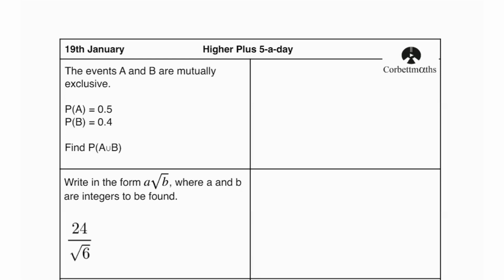The first question says, events A and B are mutually exclusive. Probability of A is 0.5. The probability of B is 0.4. Find the probability of A union B.